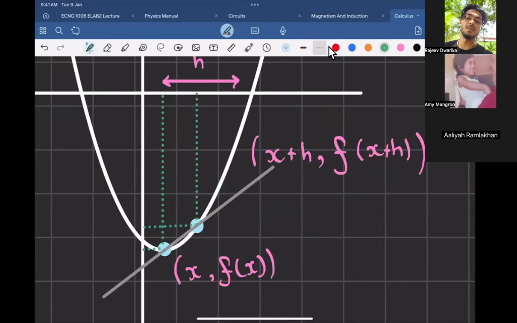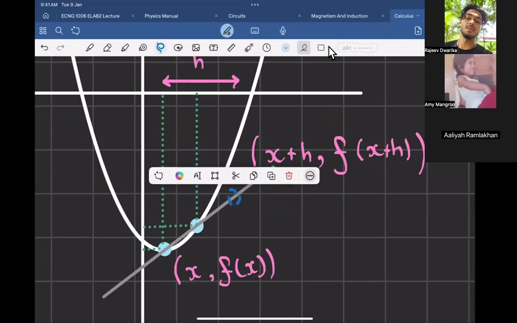And I want you to notice something, right? As we keep doing this, you could see that if this point is on top of this point, the x value and the f(x) value would be the same. The x and the y value will be the same because it's on top of each other. Okay, cool.